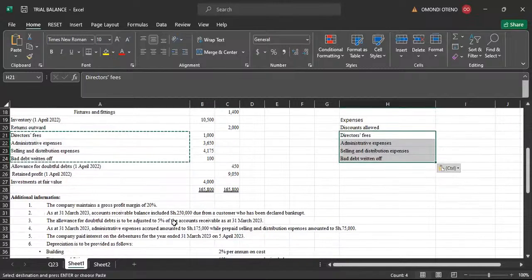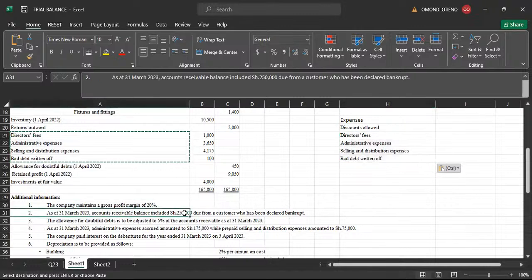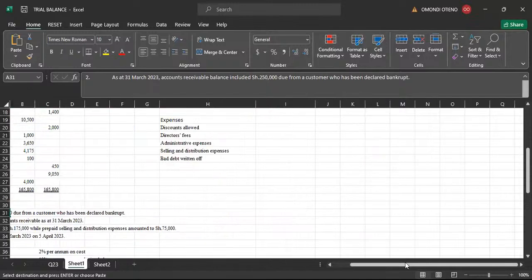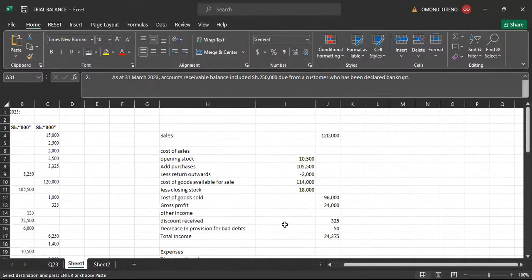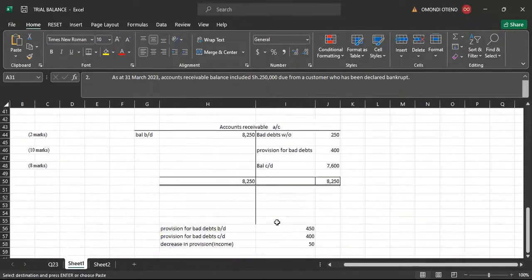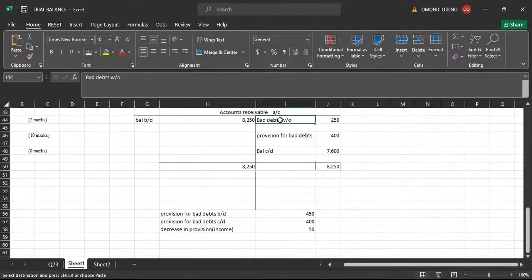And any other that we are going to have. So we have been able to see that the bad debts written off has increased because this debtor was declared bankrupt. The 250, you are able to see that we transferred it to the bad debts written off account. And the bad debts written off account, I think we were able to tackle that yesterday.